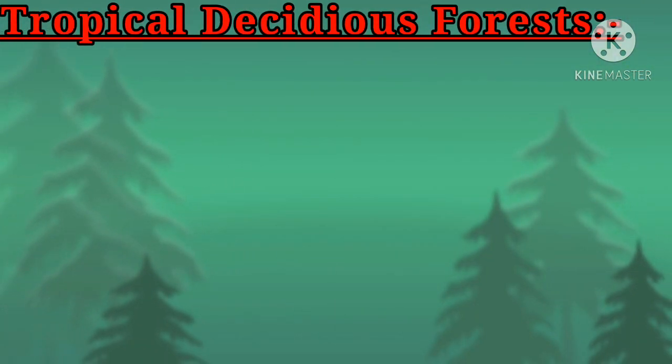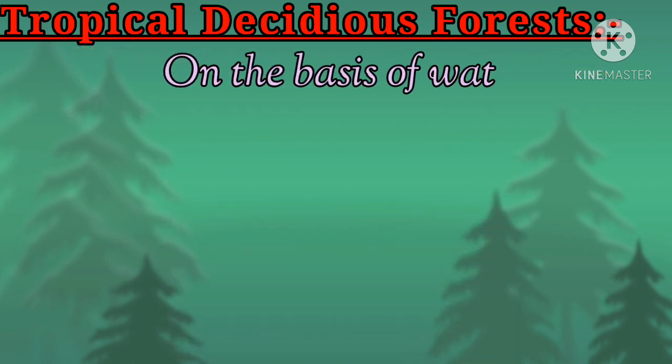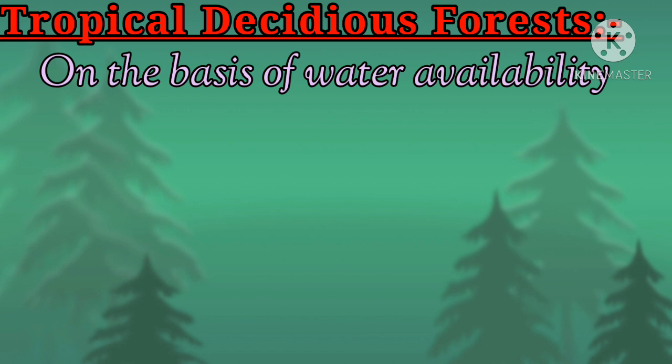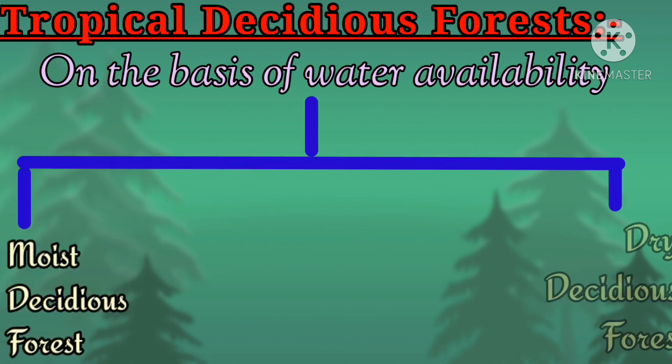Tropical deciduous forest. These are the most widespread forests of India, also known as monsoon forests, with a rainfall of 70 to 200 centimeters. On the basis of availability of water, these forests are divided into moist deciduous forest and dry deciduous forest.